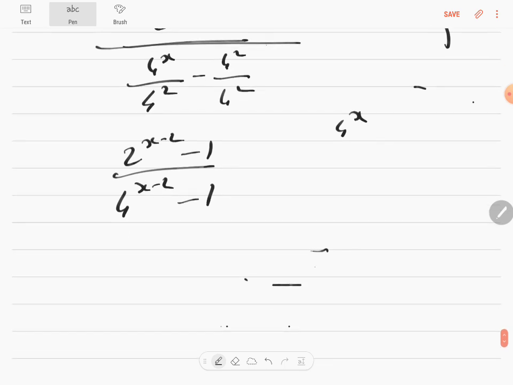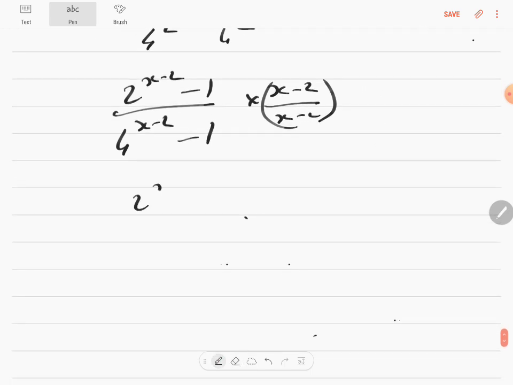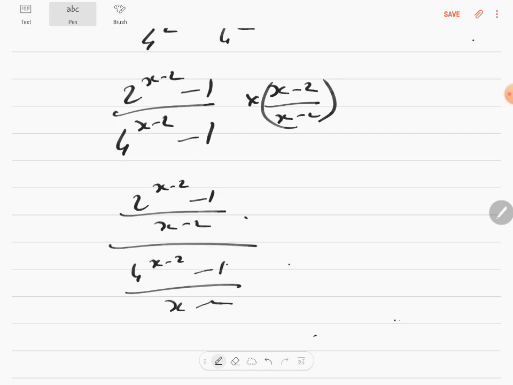So then I can divide the numerator also by x minus 2 and the denominator also by x minus 2. So multiplying and dividing by x minus 2 is what we are doing to get it in that format. So 2 to the power x minus 2, minus 1, by x minus 2, by 4 to the power x minus 2, minus 1, by x minus 2. This is what dividing the numerator and denominator means. It's multiplying and dividing is what it means. For people who don't know, dividing the numerator and denominator also means multiplying and dividing.